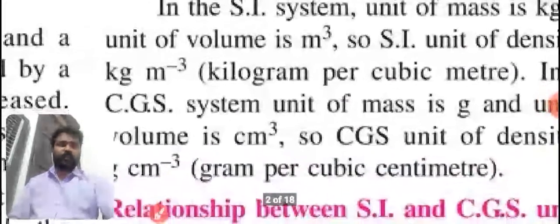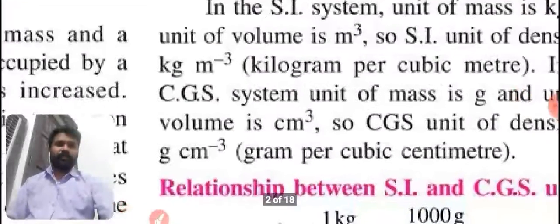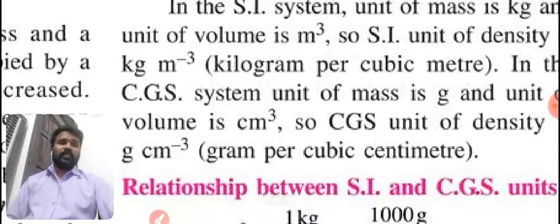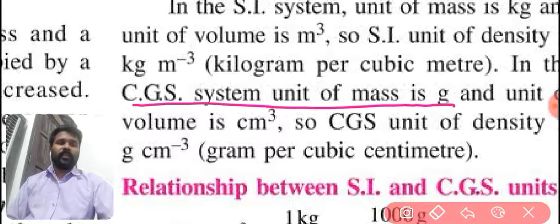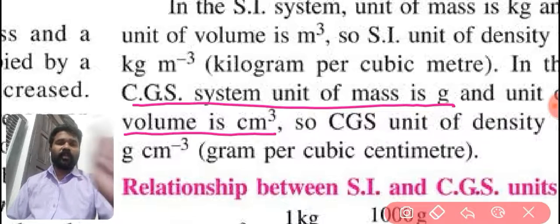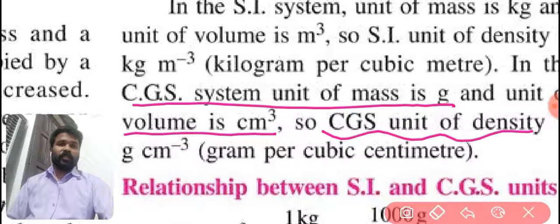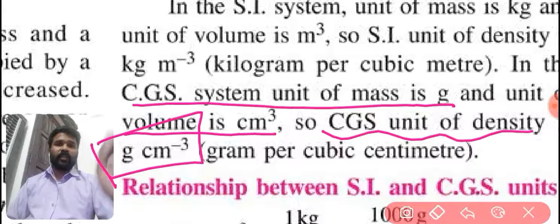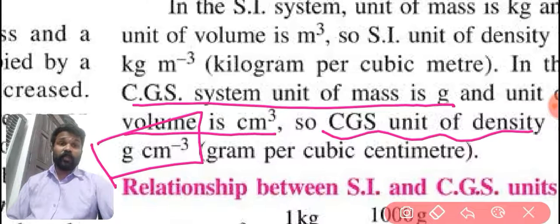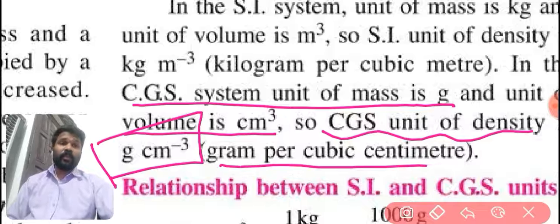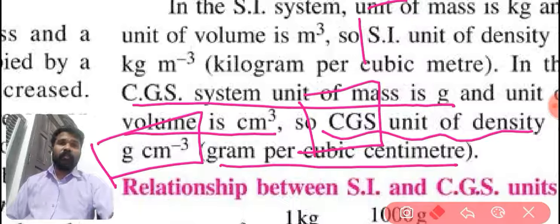In the CGS system, the unit of mass is gram and the unit of volume is centimeter cube. So the CGS unit of density is gram per centimeter cube, or gram per cubic centimeter. In the SI unit it is kilogram per meter cube.